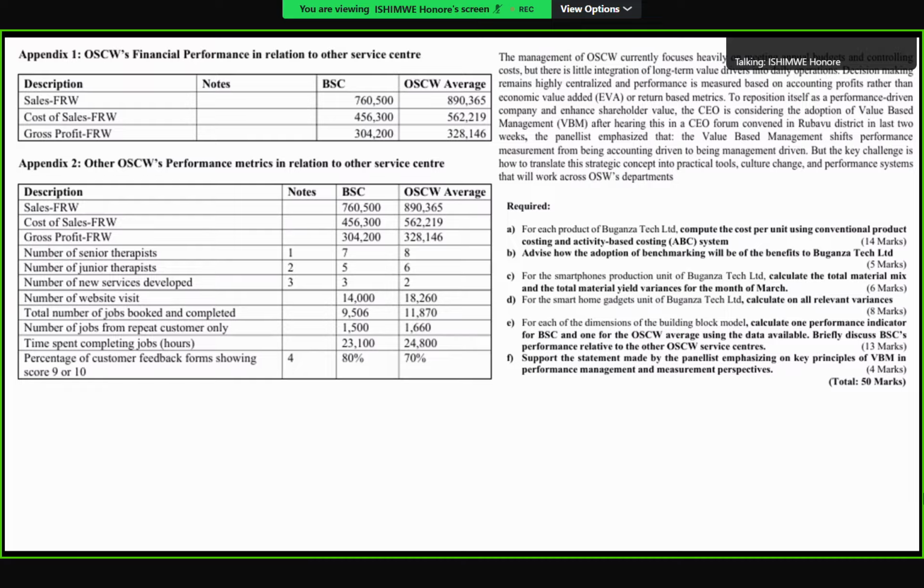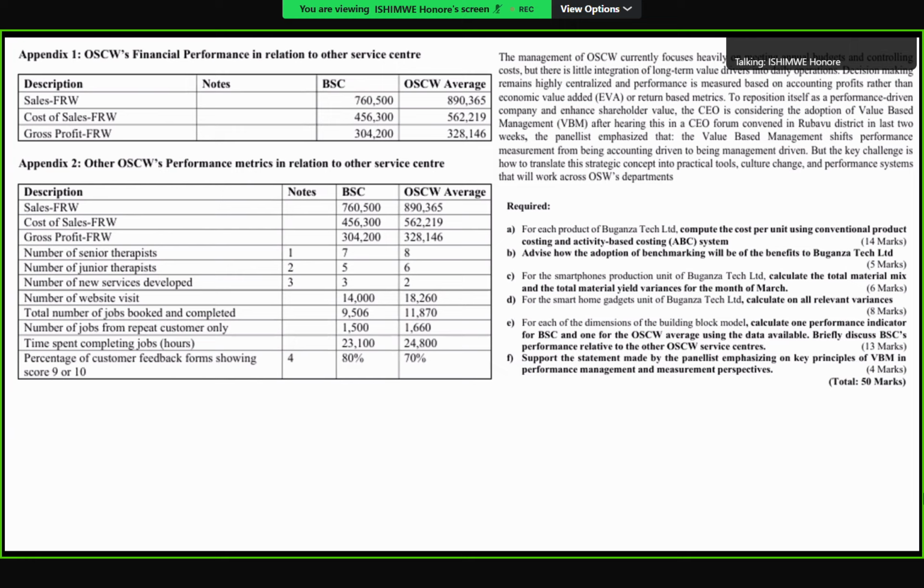Then on part C, they say for smartphone production units of Organza Tech, the total material mix variance. This we will also cover once we cover variance. I don't want to jump, but if you recommend that I do so, I can jump and go through that. Then I can cover this costing approach, then I go to variance. After I finish the question, I go to other topics. But it's okay, let's go as the note is. We shall come back and determine these variances, or the whole question, we will cover.